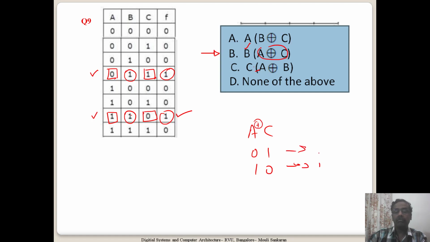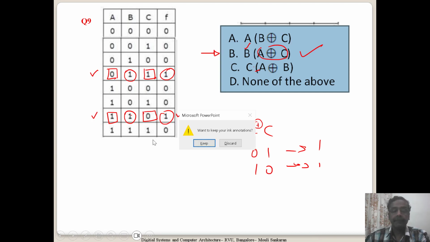So this is the correct answer. Okay, none of the above need not have to be chosen. So you need to logically go into analyzing the truth table and then understanding the expression and getting the result. Okay, so the question 9 is B.